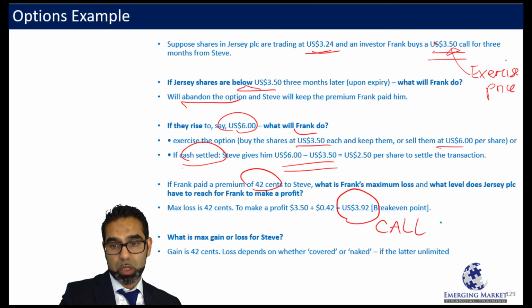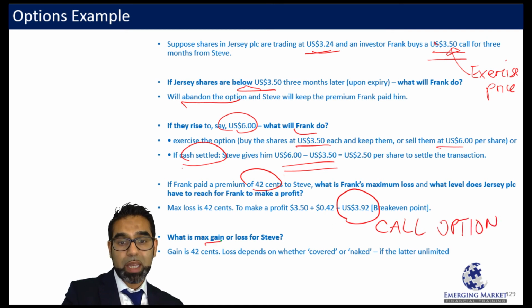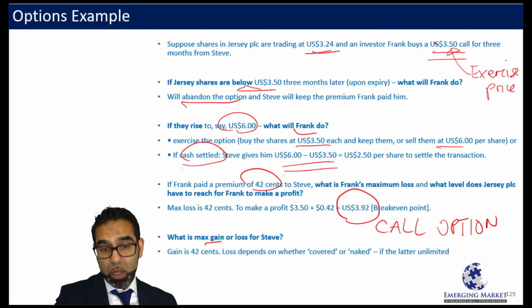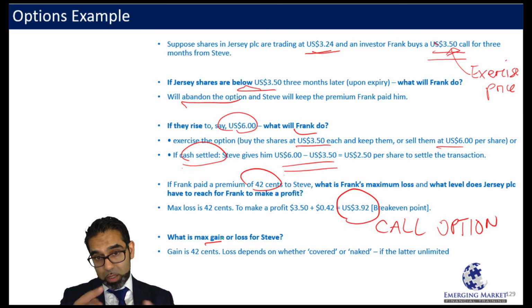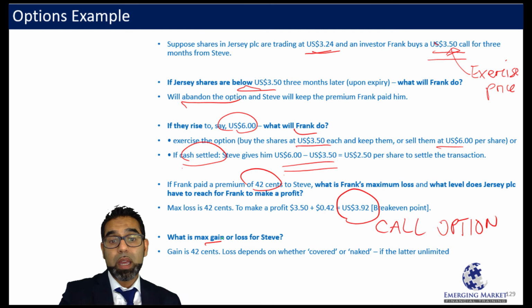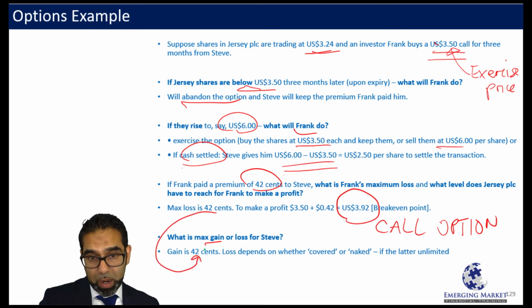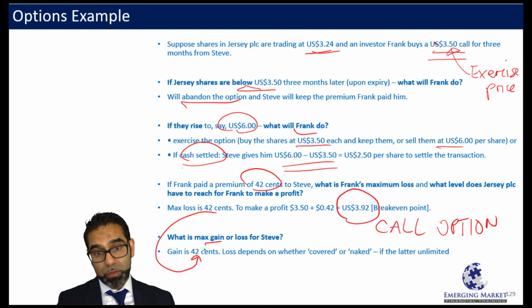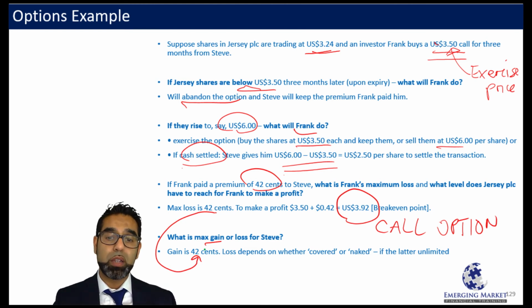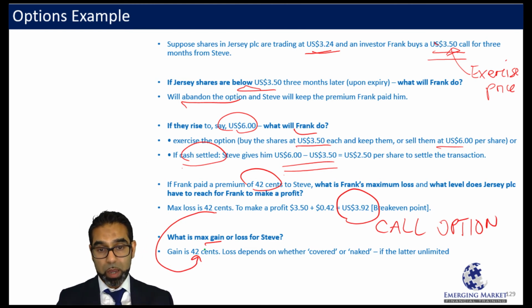Put options have different sort of thinking to it. Okay. What's the max gain or loss for Steve? Well, the most Steve on the other side of the deal, the seller of the option, the most he can make is the most Frank can lose. It's a zero-sum game. Frank loses 42 cents, then Steve will make 42 cents. That's the most Steve will ever make. You might feel bad for him, but he can make money even if the market doesn't move.